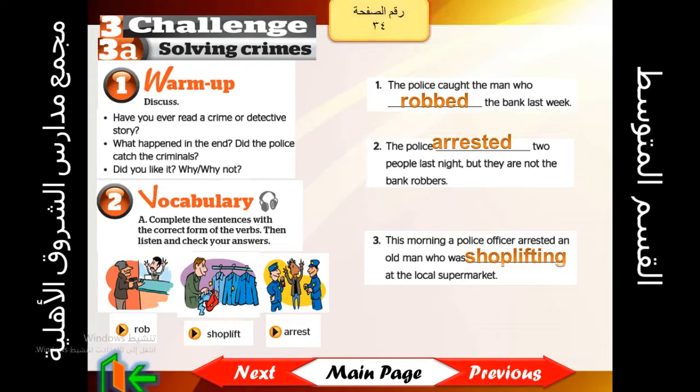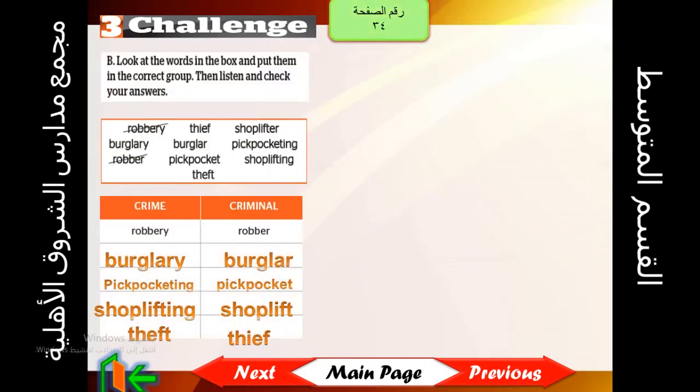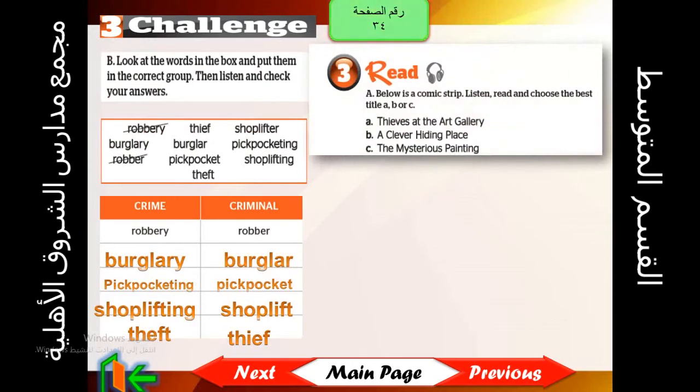Okay, now we have listened and checked our answers. B. Look at the words in the book and put them in the correct group. Then listen and check your answers. Now we will listen and check our answers. We have crime. Crime is something that a criminal does. The criminal is the doer of the action. Okay, let's listen.